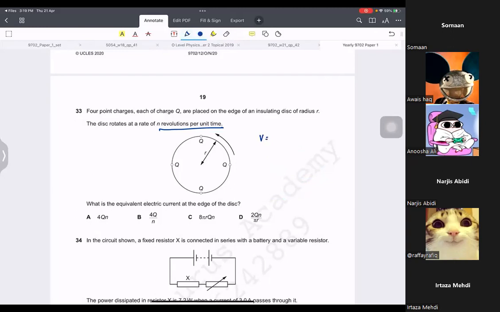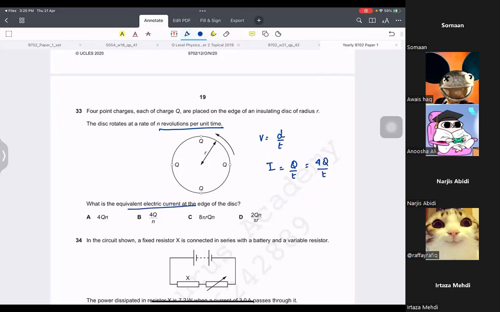The speed will be distance over time. So what will I do with speed really? I can't do really anything. Current equals charge over time. Okay, so there are 4 charges per unit time. So for equivalent current, I will find current.